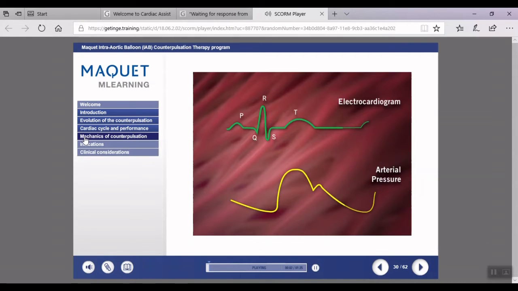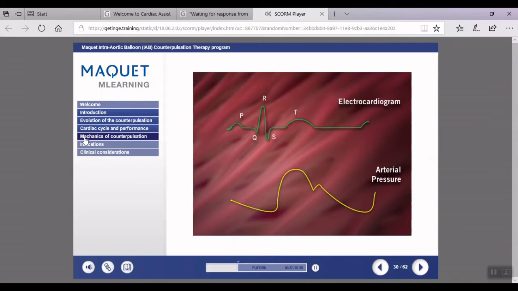When a patient is being supported with intra-aortic balloon counterpulsation, ideally, both the electrocardiogram and arterial pressure waveform are monitored on the pump console. These signals enable the pump to identify the phases of the patient's cardiac cycle. The clinician can use these waveforms to assess the effects of therapy.